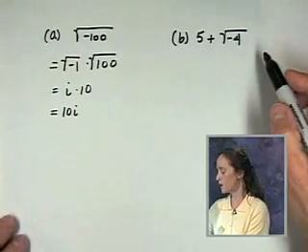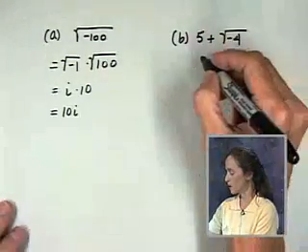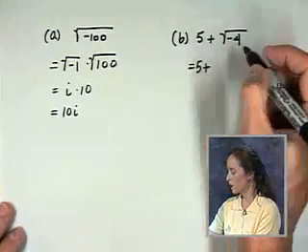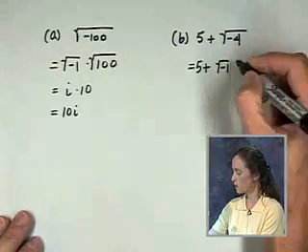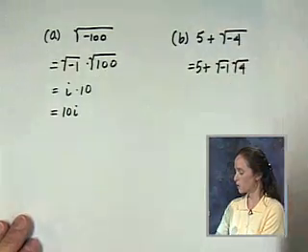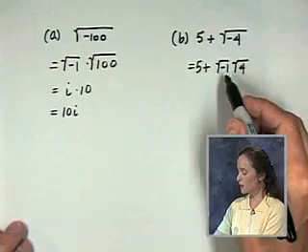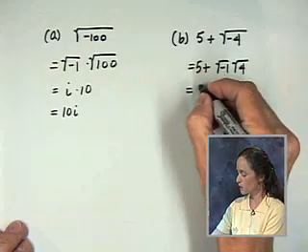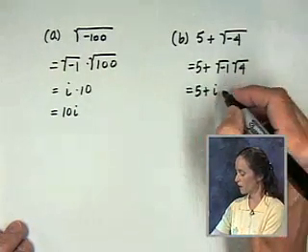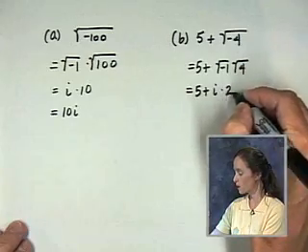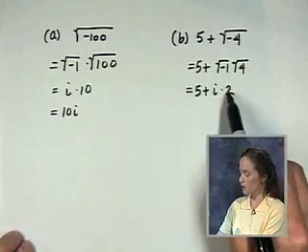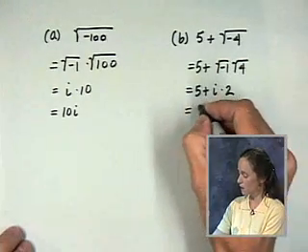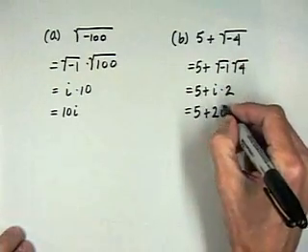Here's another example. This says 5 plus the square root of -4. The 5 we'll leave alone, but we'll break the square root of -4 into two pieces: square root of -1, square root of 4. Again, the square root of -1 is represented by the letter i. The square root of 4 is 2. The last piece of this sum needs to be written in the order 2i.